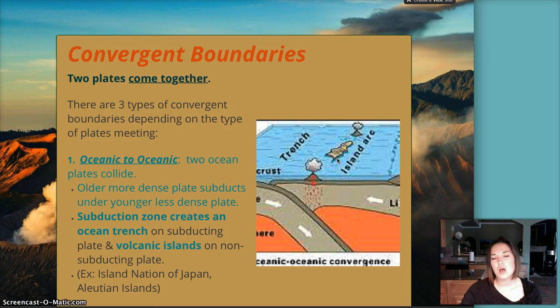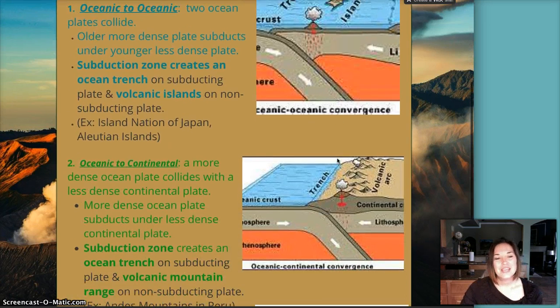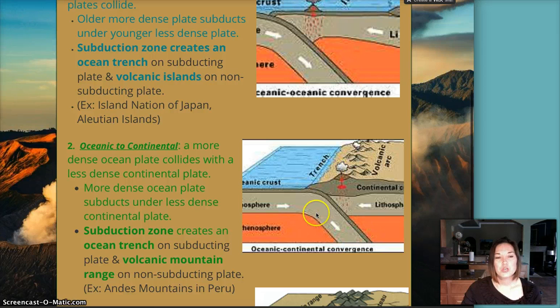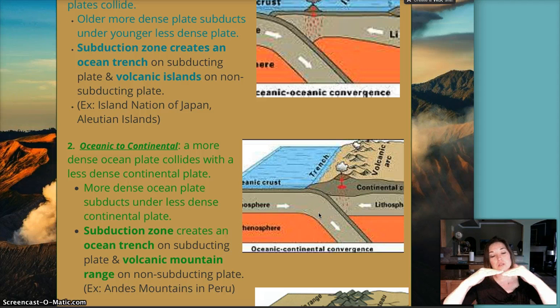Some examples of islands that are formed at this type of a boundary is the island nation of Japan and the Aleutian Islands, which you can find off of the southwest part of Alaska. Now, the second type of convergent boundary occurs when an oceanic and a continental plate come together. The more dense oceanic plate will subduct down underneath the less dense continental plate, and you can see that here.